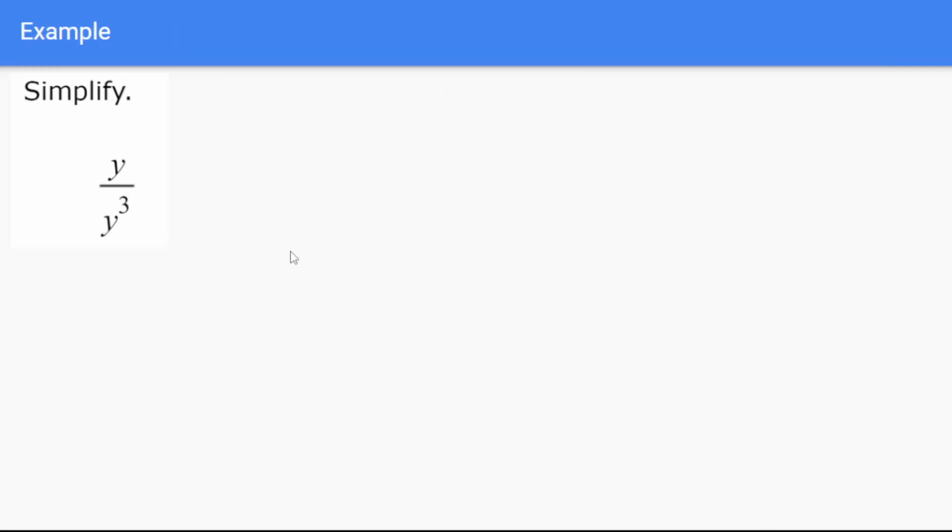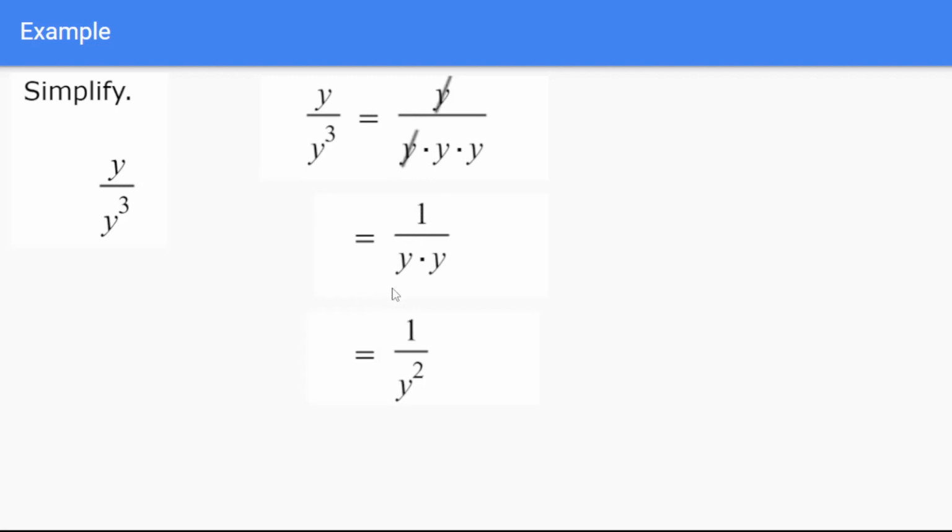One more example. y over y to the 3rd. You have 1 y on top, 3 y's on bottom. You get to cancel the 1 on top, which gives you an inverse. So 1 over y to the 2nd. You have to express it like this as your final answer. You cannot express it like that. This is correct. If you try to express it like the other way, it will be incorrect. You won't get credit for it. So make sure that you express your answer like this. Okay, that's it.